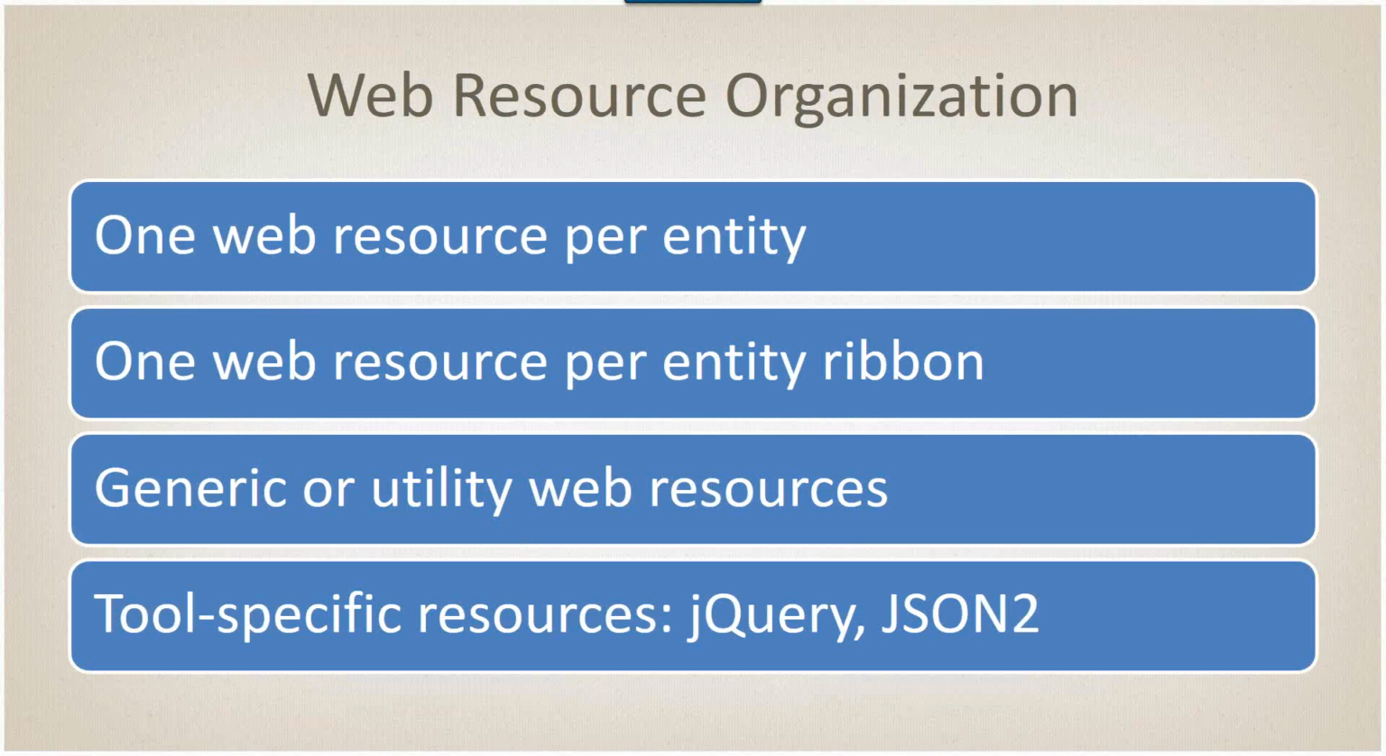And then here's a little bit of things I've talked about before, just the organization of your web resources. Generally we have one web resource per entity. I also like to move all of my ribbon code, so code that's used by buttons on the ribbon or anything else on the ribbon, into a separate web resource strictly because I know what it's there for.